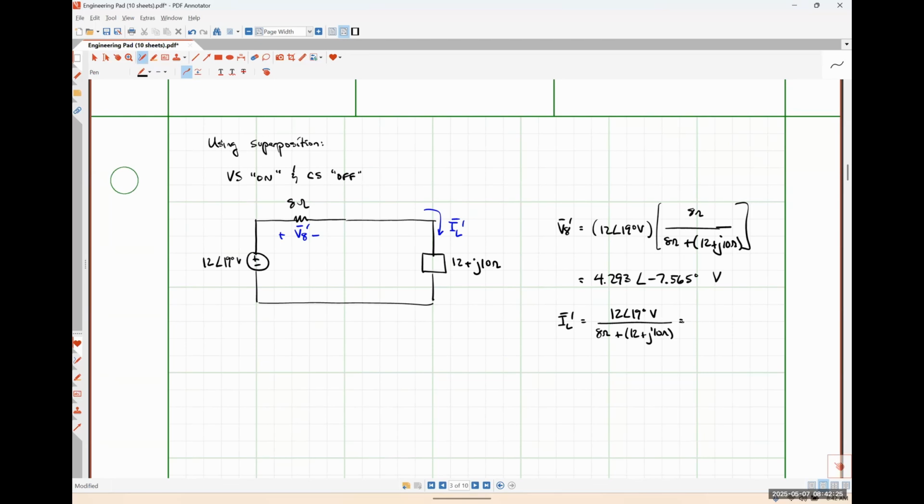Putting that into my calculator. So I would have 12 angle 19 over 20 plus J10. And I got 0.537 with an angle of negative 7.565 degrees amps. Does it make sense that the phase angle of our voltage and the phase angle of our current are the same?